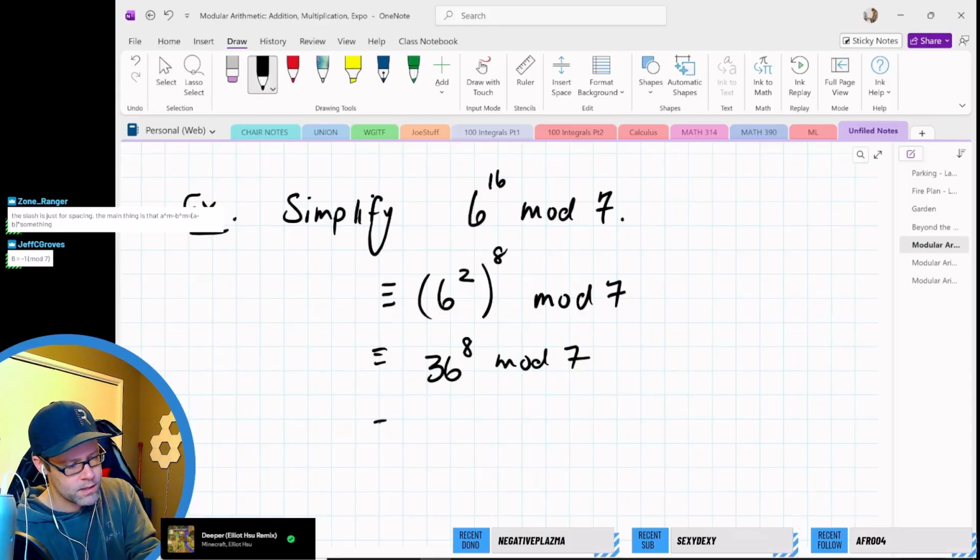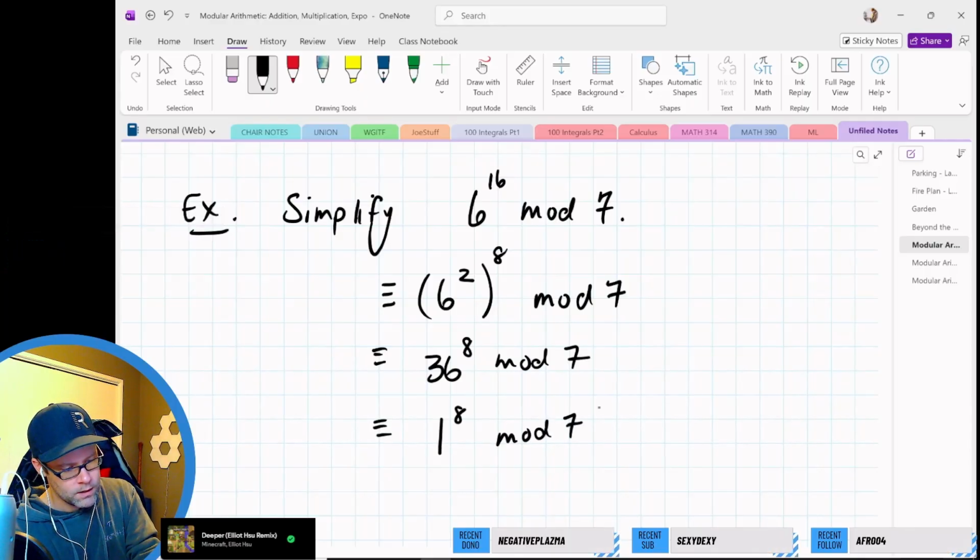Oh, that's kind of nice. So basically we get a remainder of 1, and we have a power of 8. And then 1 to the 8 is now easy to simplify, so we just get 1 mod 7.